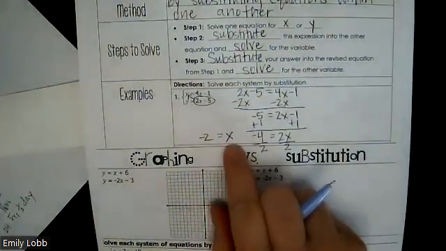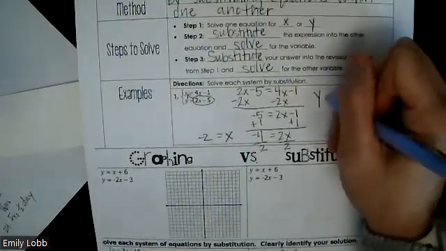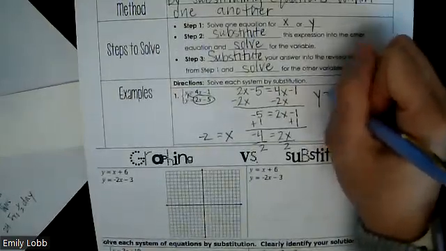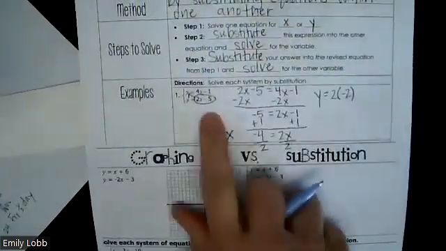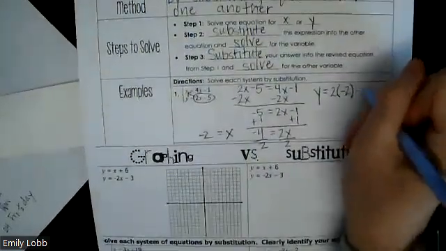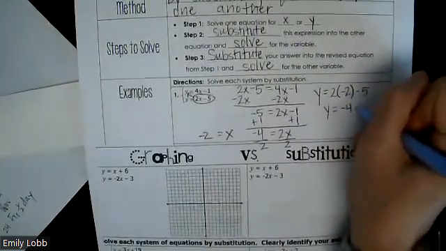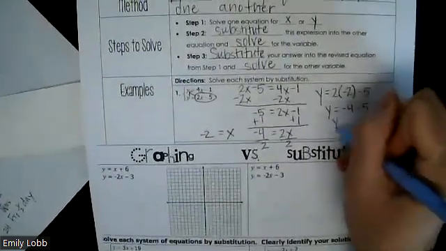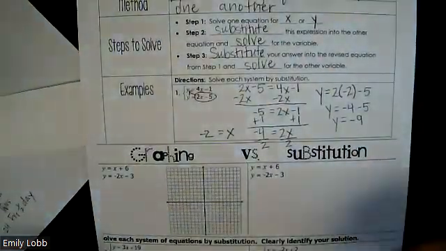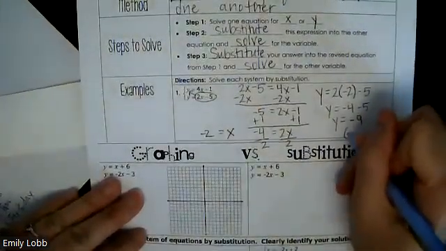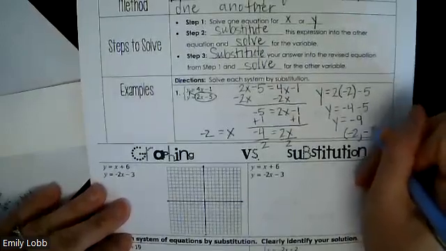We're going to put this in for x. We can do it either way, but I would do it with the one with smaller numbers. I don't know. I guess they're about the same numbers. So y is equal to 2 times negative 2, because that's what x equals, minus 5. So this is negative 4 minus 5, which is negative 9. So my answer then to this system is the point, this is where they intersect, at -2, -9.